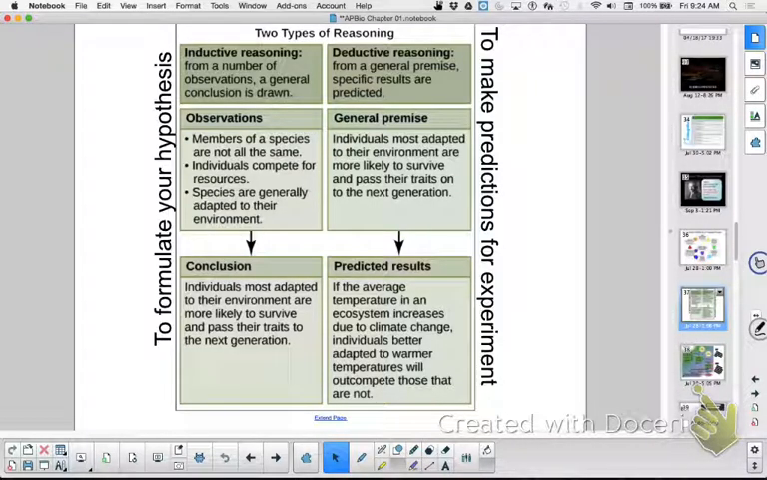There are 2 types of reasoning: inductive reasoning and deductive reasoning. Oldest bio buddy, you take on inductive reasoning. Youngest bio buddy, you do deductive reasoning. Go ahead. Deductive reasoning is about a general process, specific results.